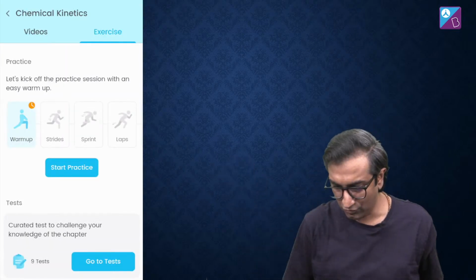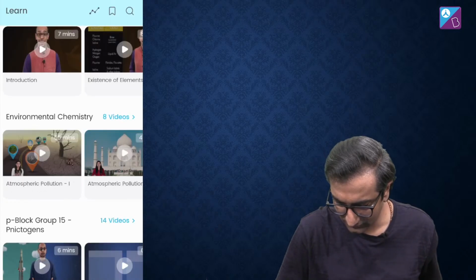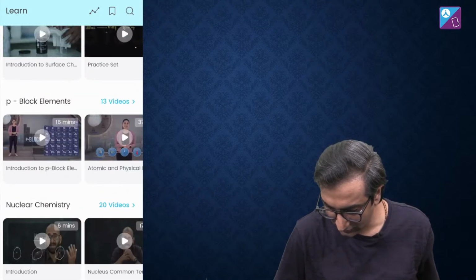If you want to scroll, you can also scroll down to the end. This is one way that I like doing it. Otherwise, you could scroll down, scroll down, scroll down.